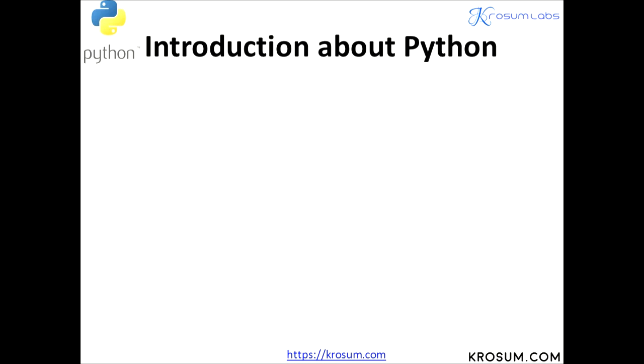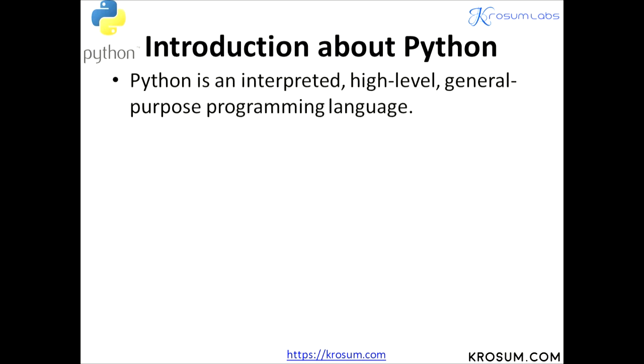Python we can write at both levels. Python is basically a programming language. It's an interpreted, high level, general purpose programming language. The term interpreter means the code will interpret our program line by line. Each line of code will be interpreted line by line. It's not compiled as an entire code in a single instance.